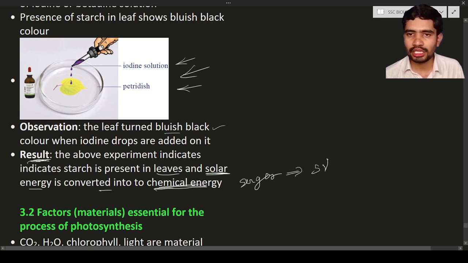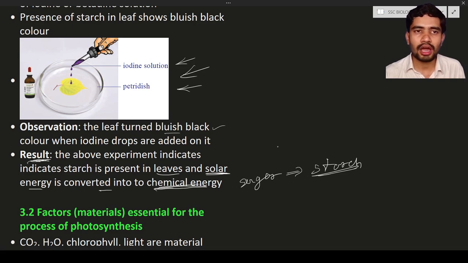Sugar is starch. If you eat starch, you will get energy. You will get energy to do work, for reading, writing, and so on. So it means the sunlight is a form of energy. That energy is trapped in the form of chemical energy. So this is about the experiment. By this way we found that the starch is present in the leaf.